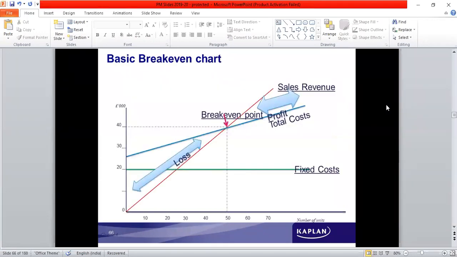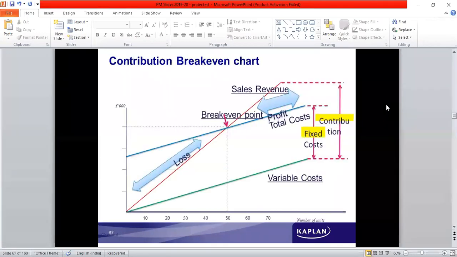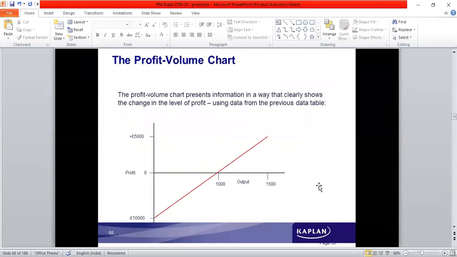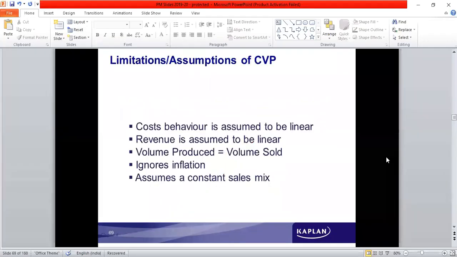Then this is the break-even chart, the basic break-even chart we've already looked into. The contribution break-even point talks about below the break-even point there is loss, above the break-even point there is profit. This is the profit volume chart. It says that till the break-even point there is a loss, and beyond the break-even point there is a profit. What are the assumptions of cost volume profit analysis?